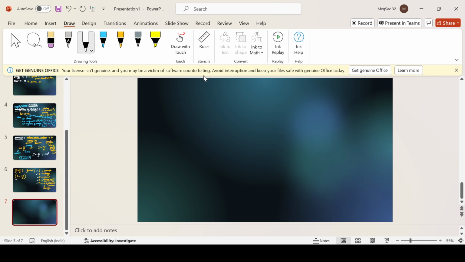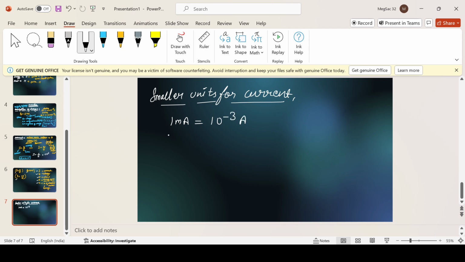Now, this we have done. Let's talk about the smaller units for current, which are asked many times in examinations, even for 10th CBSE and ICSE. Smaller units of current: 1 milliampere is equal to 10 to the power minus 3 ampere. 1 microampere is 10 to the power minus 6 ampere, and 1 nanoampere is equal to 10 to the power minus 9 ampere. Got this, everyone? Yes, sir. Just see it again. If you have any doubt, ask me right now.